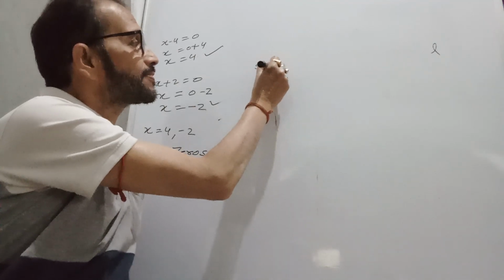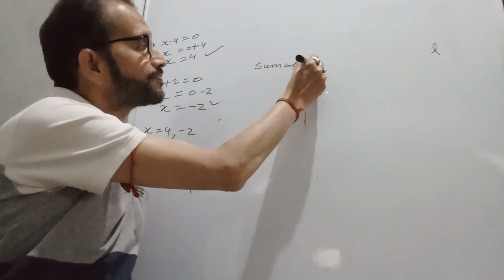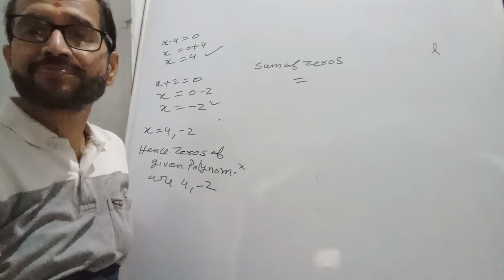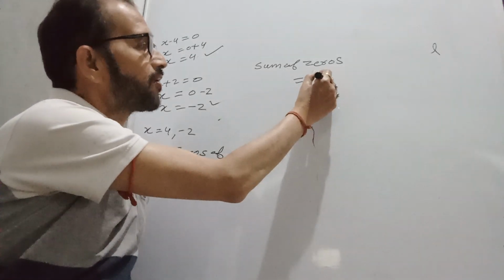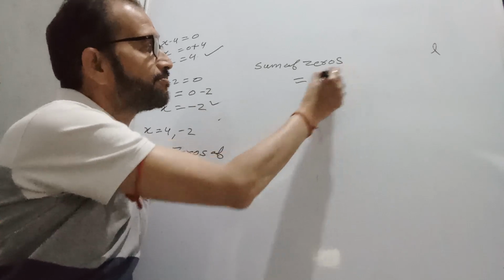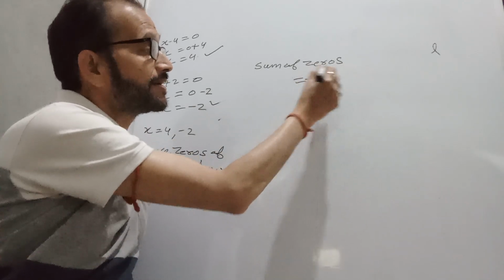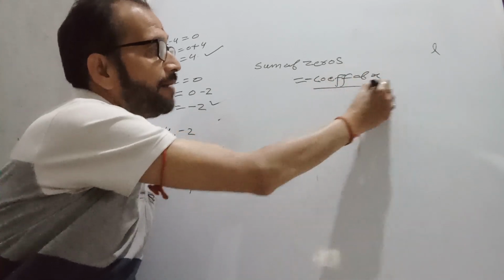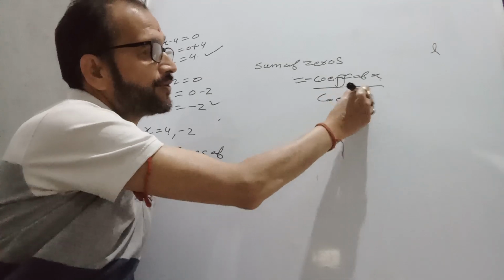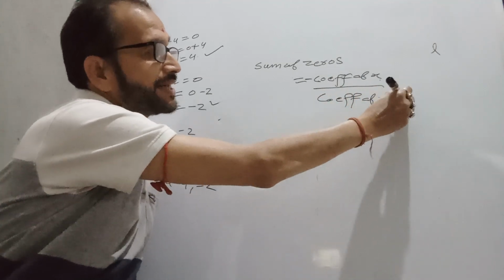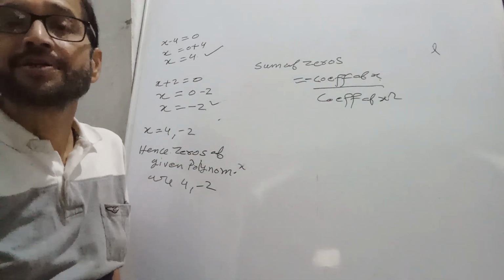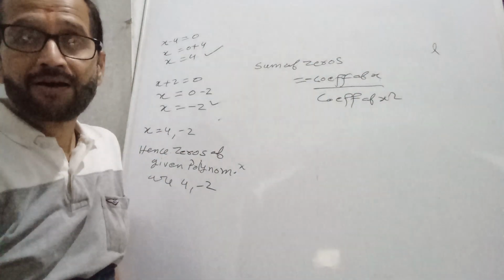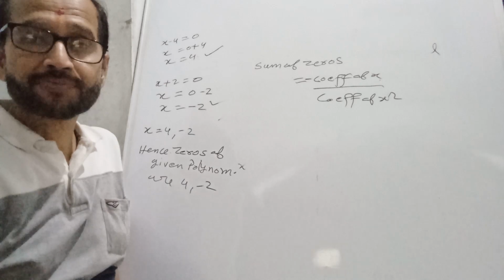Sum of the zeros is equal to minus coefficient of x upon coefficient of x square. It is the formula. Sum of the zeros is equal to minus of coefficient of x upon coefficient of x square.